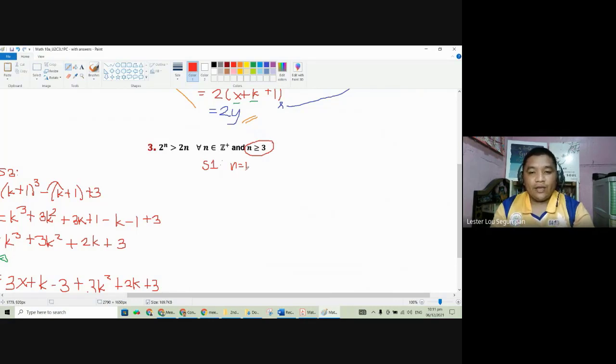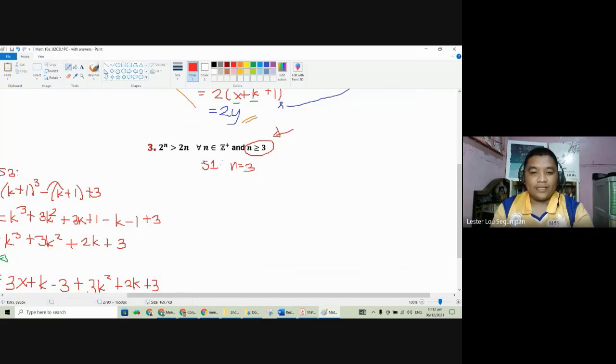And after all, if we're going to substitute 1 here, 2 to the power of 1 is 2, and 2 times 1 is 2. It does not satisfy the inequality. Take note, it has a restriction. So instead of 1, we could apply here the smallest possible value for n, which is 3.